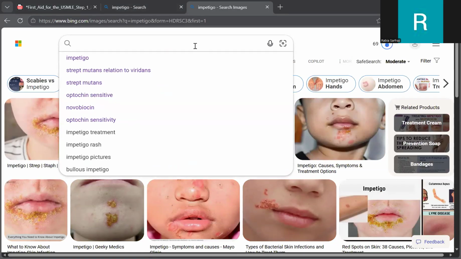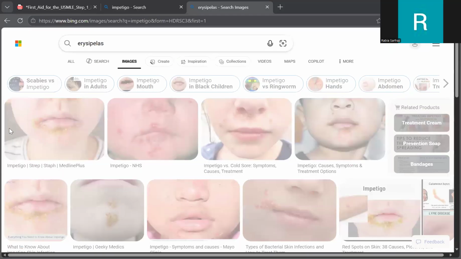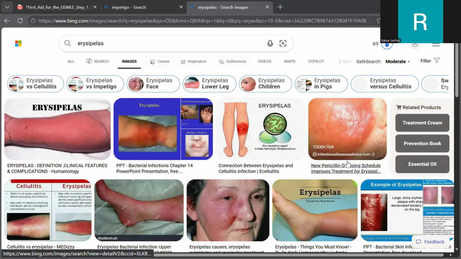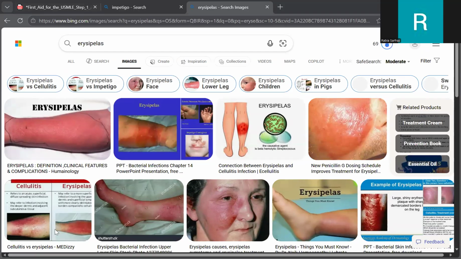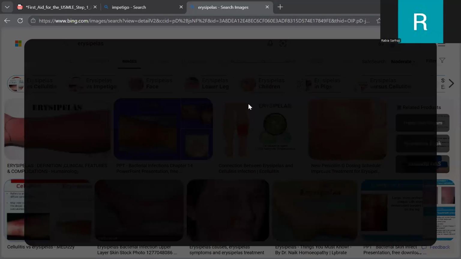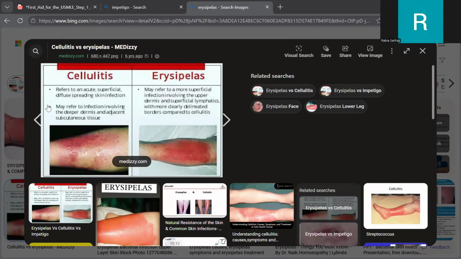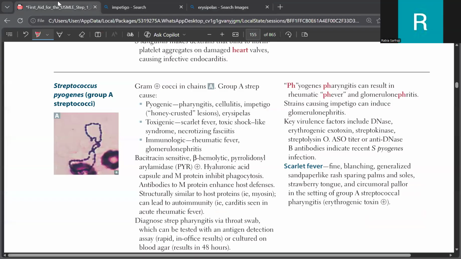Then we have erysipelas, or that is what it sounds like. And erysipelas looks like, okay, a red erythematous infection of the skin. And what is the difference between cellulitis and erysipelas? Cellulitis refers to an acute, diffuse, spreading skin infection and may involve the deeper dermis and adjacent subcutaneous tissue. And erysipelas may refer to a more superficial infection. Cellulitis is deep and erysipelas is superficial.